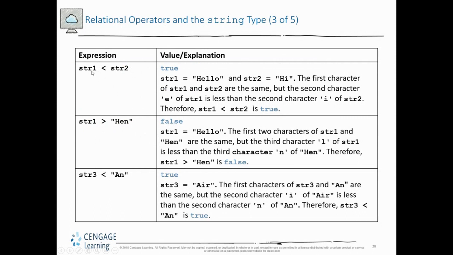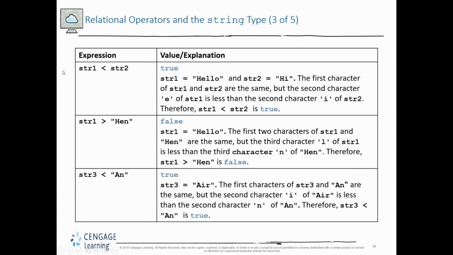Okay, so now here's the comparison. Is string 1 less than string 2? All right, so how do you compare? You compare character by character. The first one, string 1, starts with a capital H. The second one, string 2, starts with a capital H. So they're equal. Okay. Then you go to the second character. String 1 has an E. String 2 has an I. Okay.